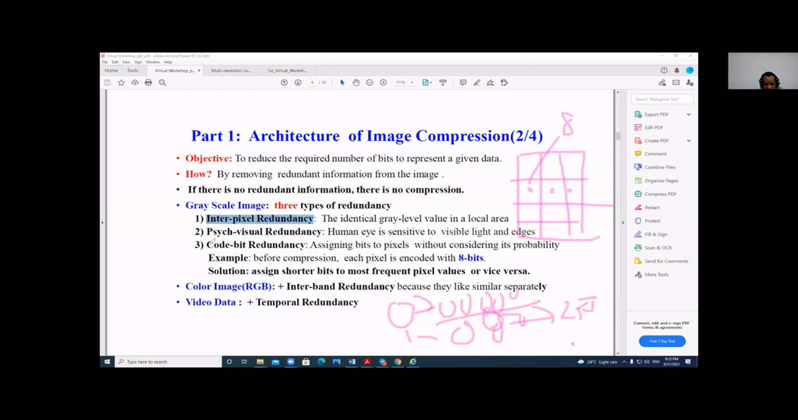So this has a code redundancy because when we see the frequency distribution of each pixel, if you have a histogram like this, it is 0, 1, 2, and so on. Inside this image, each value will occur a different number of times. That is, the frequency is different. Therefore, I have to assign a small number of bits for values that occur very frequently, and I have to assign a long code for values that occur very rarely.